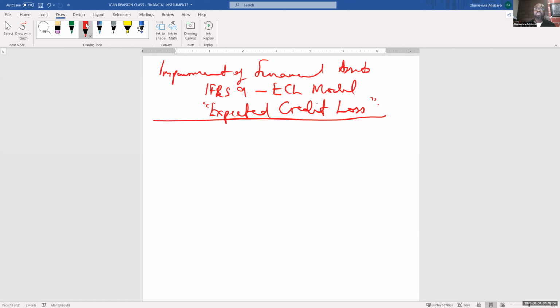Now, what this model is simply telling us is that expected credit loss of any financial asset is a function of the following. It's a function of PD, is a function of EAD, is a function of LGD, and is a function of time value of money. Now I'll break it down. What is PD?